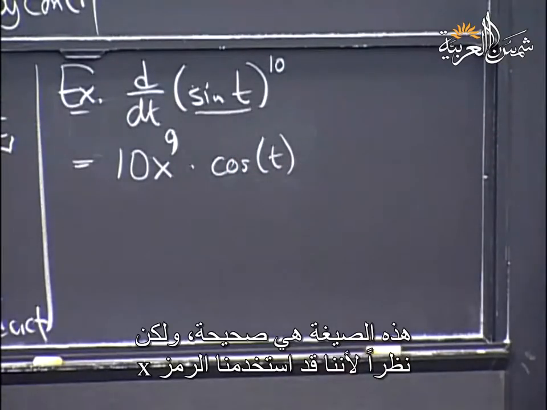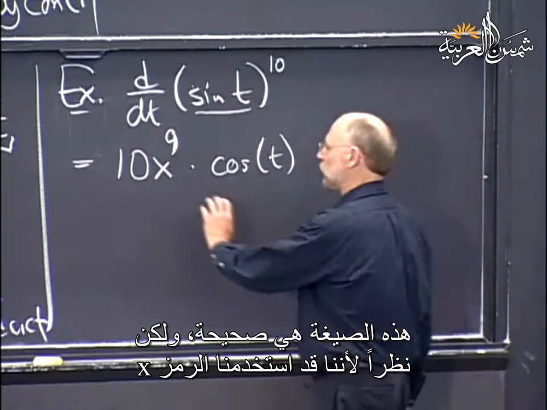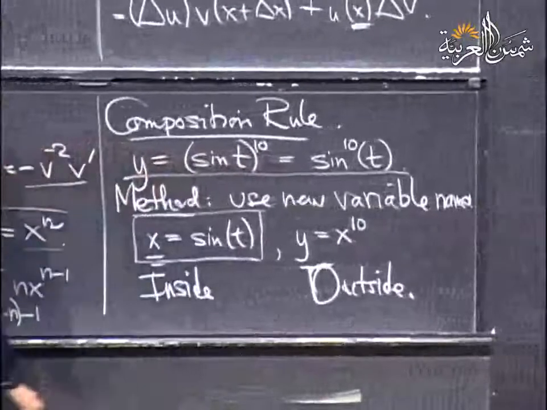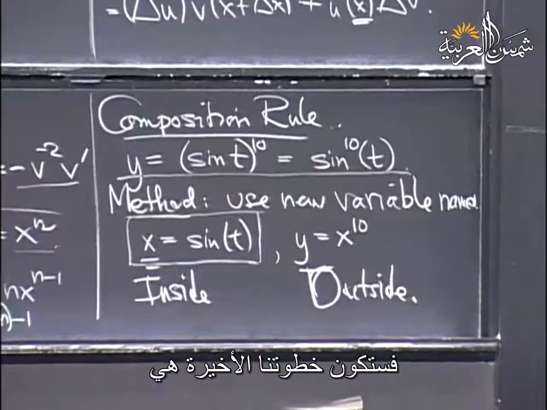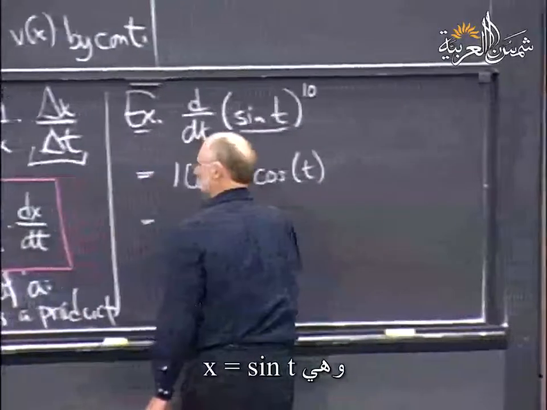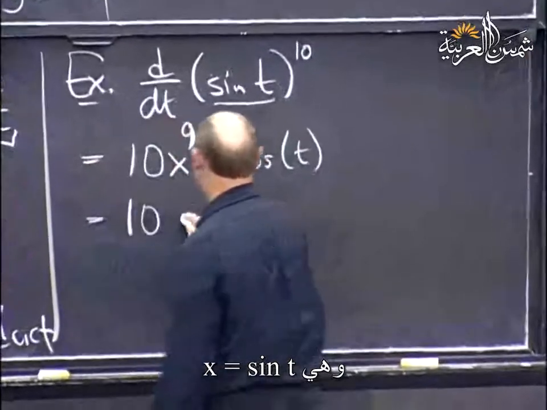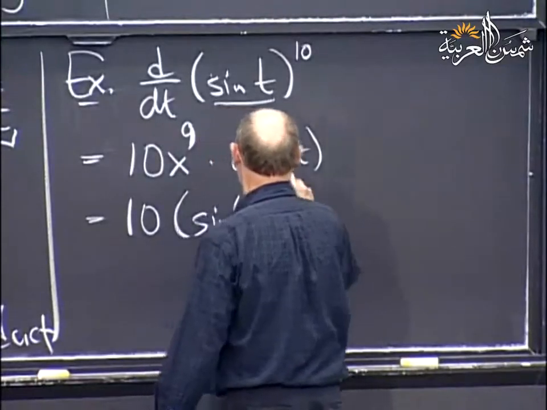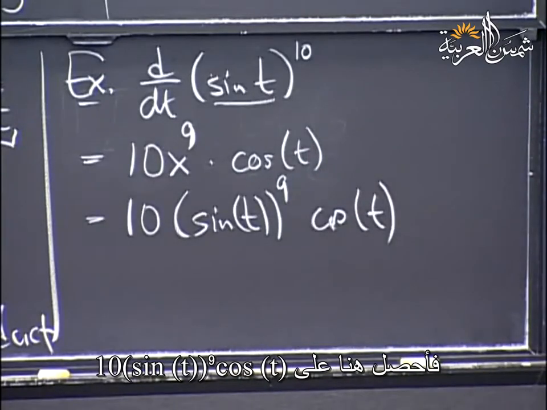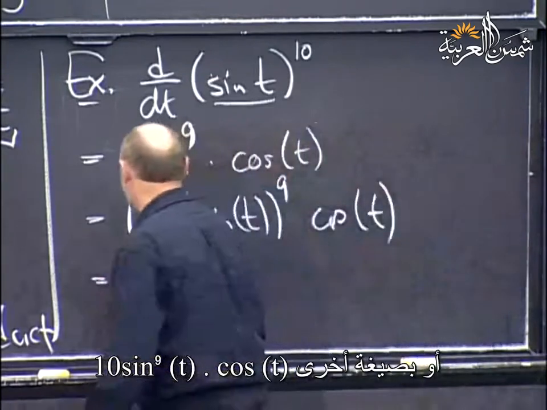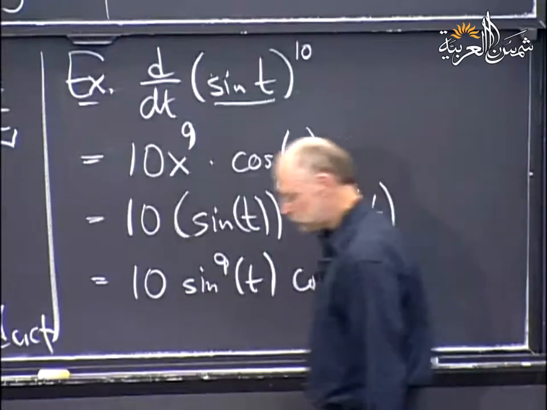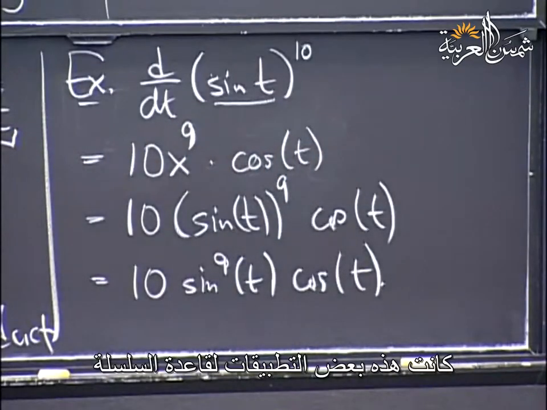This is correct, but since we were the ones to introduce this notation x here, that wasn't given to us in the original problem. The last step in this process should be to substitute back in what x is in terms of t. So x was sine of t, so that tells me that I get ten times sine of t raised to the 9th power, that's x to the 9th, times the cosine of t, or what's the same thing, sine to the 9th of t, cosine of t. So there's an application of the chain rule.